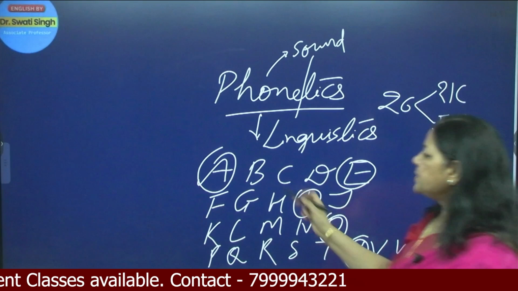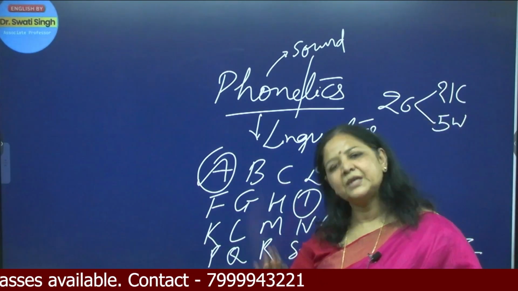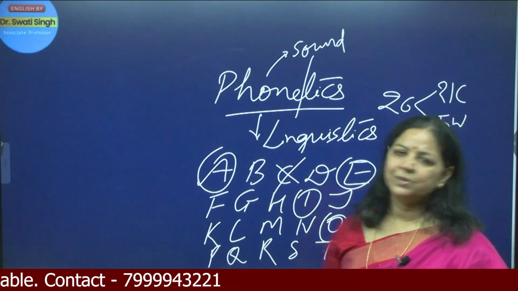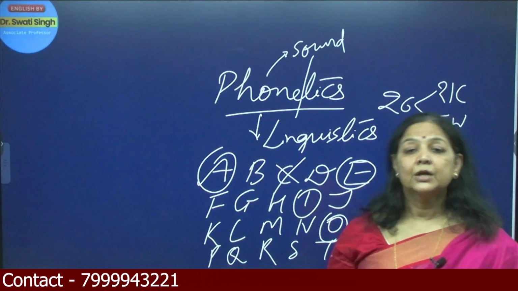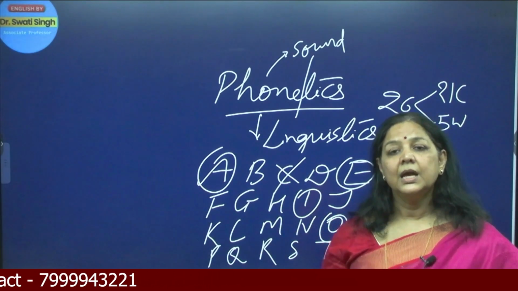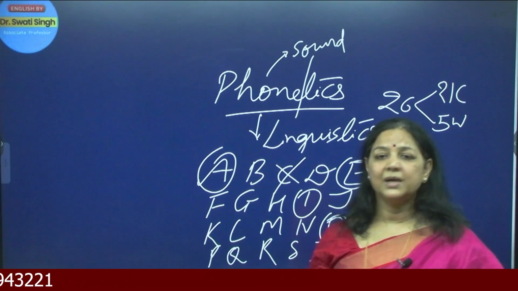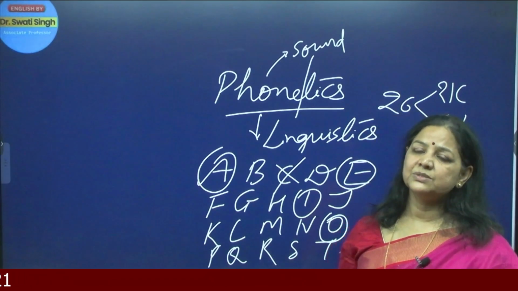But if we talk about consonants, B is pronounced as B in all the cases. But C is not always pronounced the same. Sometimes C is pronounced as K, as in cute, and sometimes C is pronounced as S, as in cinema. The same letter is pronounced as S.